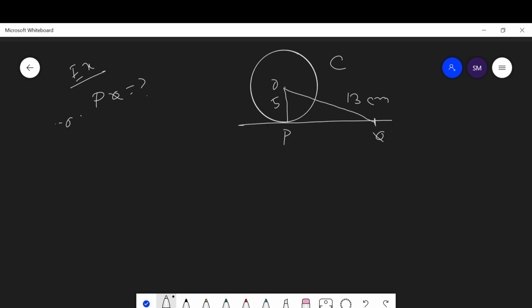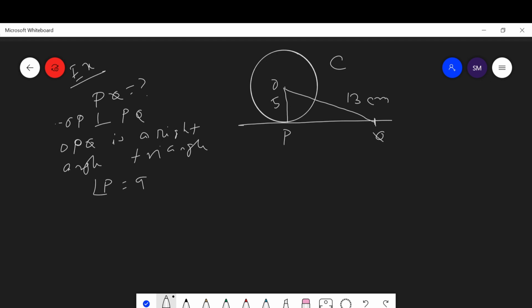As we know that the radius is perpendicular to the tangent, OP is perpendicular to PQ. Here OPQ is a right angle triangle, where P is the right angle. Then by Pythagoras theorem, as we know that H square is equal to P square plus B square.